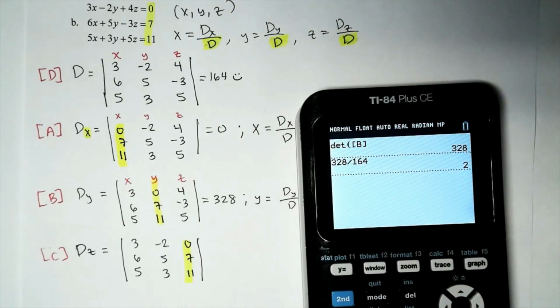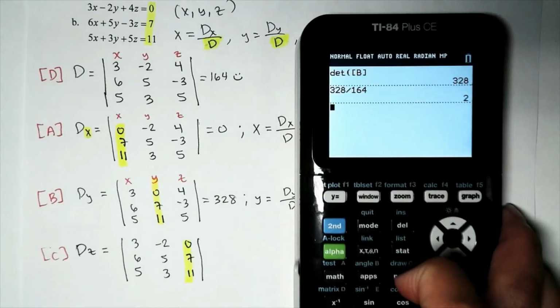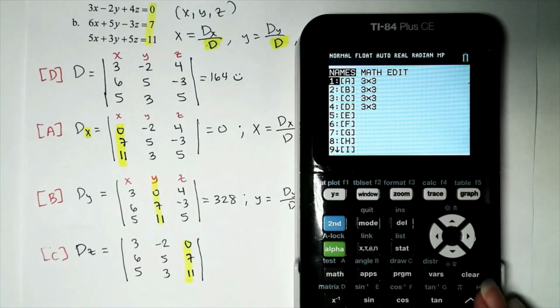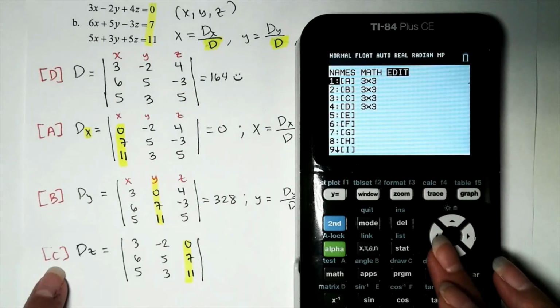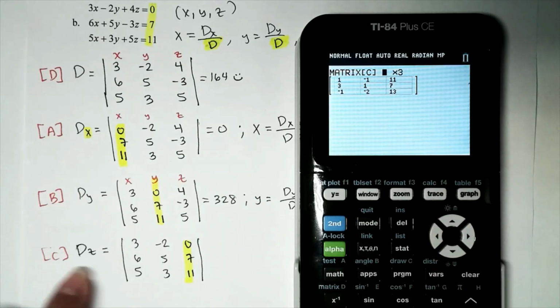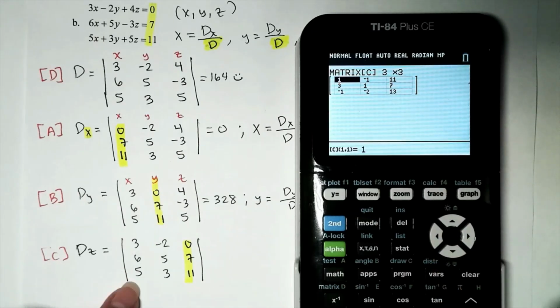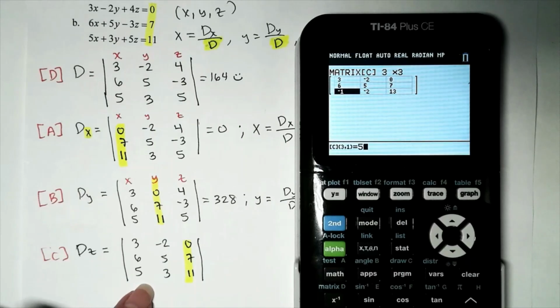So let's go to the matrix window. Second matrix, and then we're gonna go over to edit. We're gonna edit matrix C. It is a 3x3 matrix, so the dimensions are there, or adjust them. Sorry, I had a moment. The elements are 3, -2, 0, 6, 5, 7, 5, 3, 11. Let me just confirm I did it correctly. All right, fantastic.